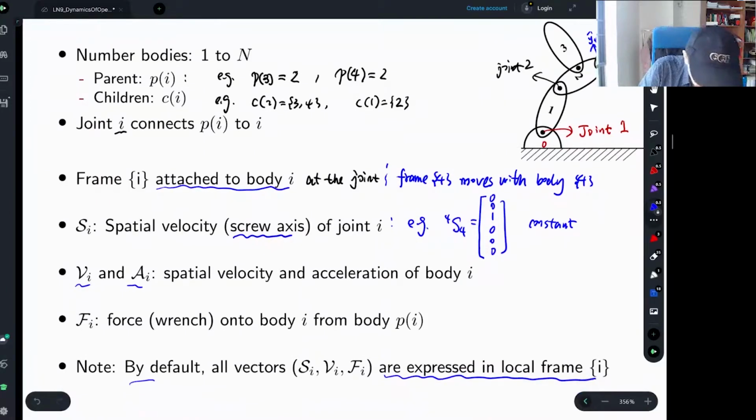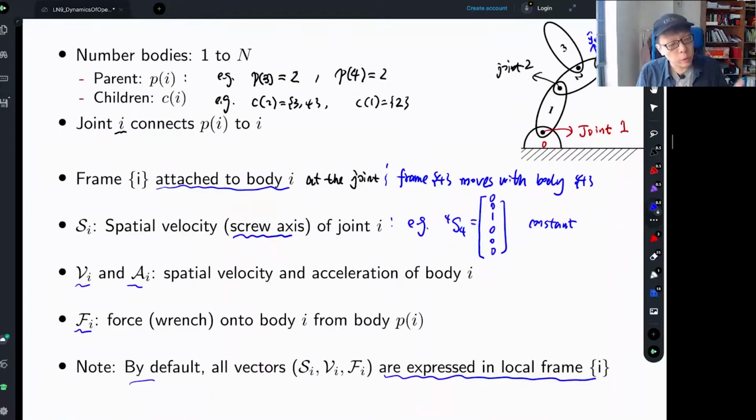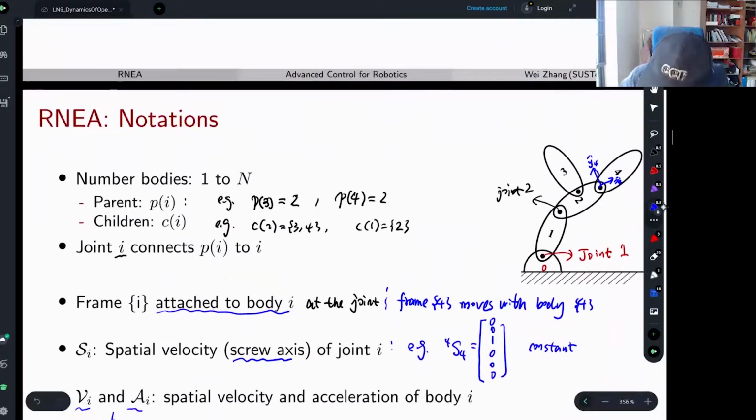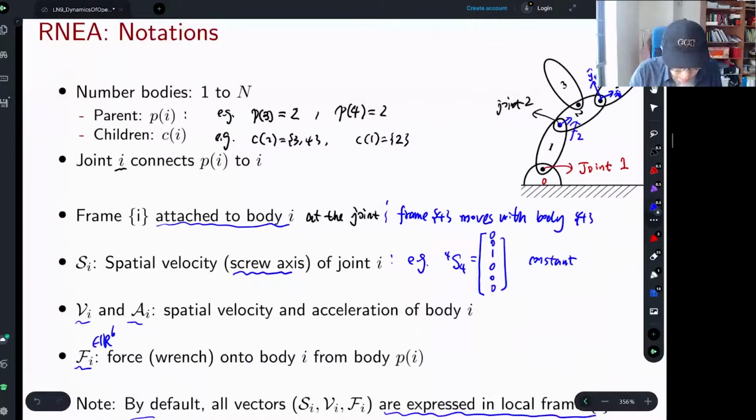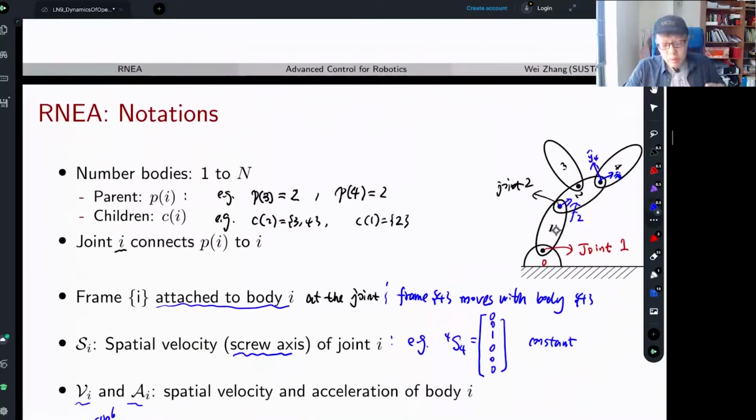And here is F_i. I didn't say from where to where. It's force, actually. This is the spatial force onto body i from body parent i. So if I say this is my body 2, the joint of the parent, this joint 2, this will be my, hold on, this is my F2. It's the force from the parent of 2, that means 1 to 2. So that's the force.